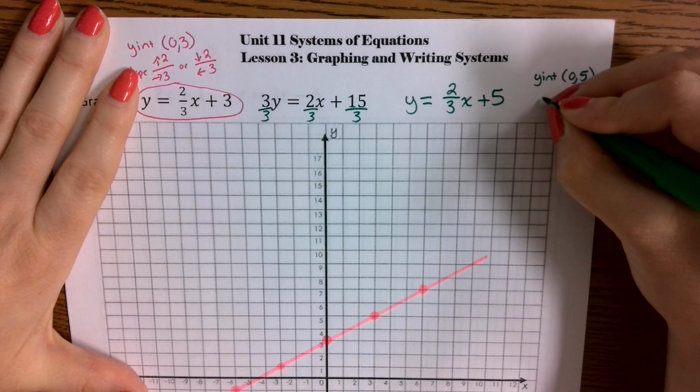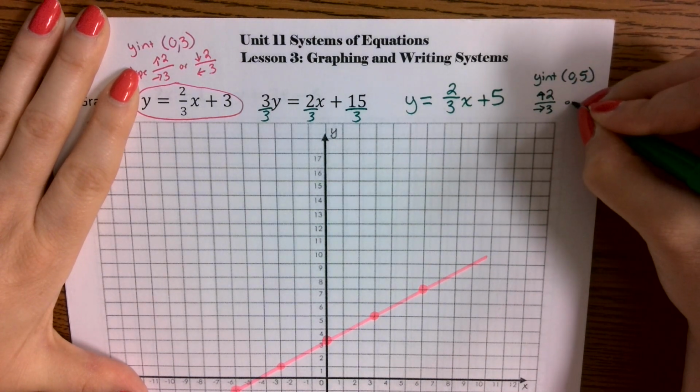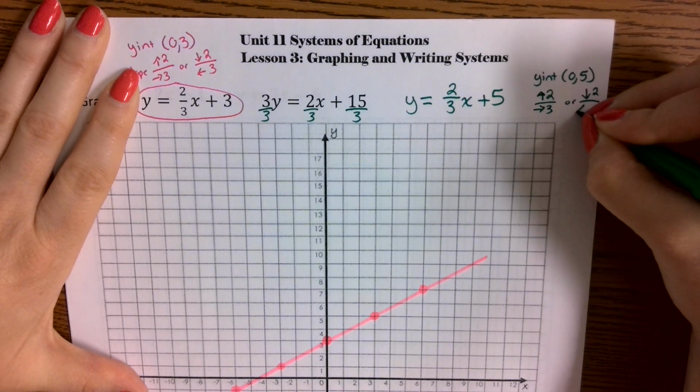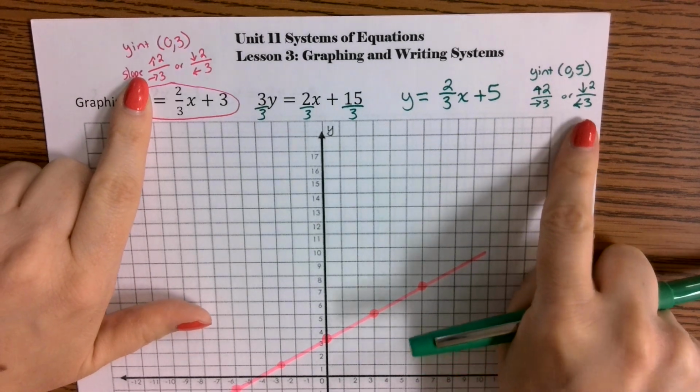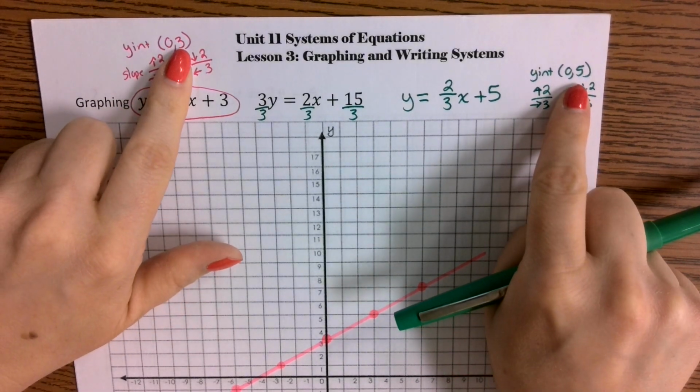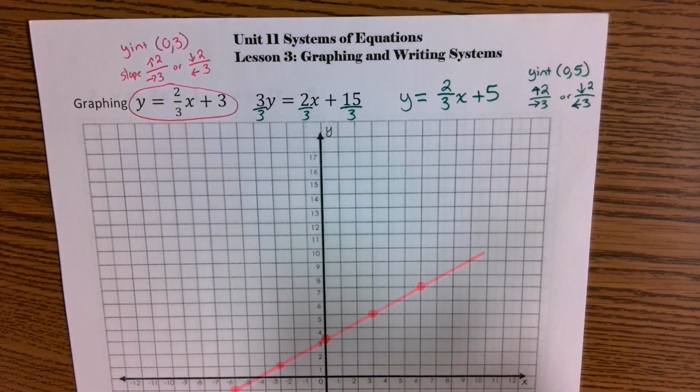And then my slope is, again, going up 2 to the right 3 or down 2 to the left 3. Now notice we have identical slopes, don't we? But we have different y-intercepts. So what kind of solution did I tell you guys that would be? If you have identical slopes, the slopes are the same, but the y-intercepts are different. Is that one solution, no solution, or infinitely many? No solution. It would be a no solution problem.